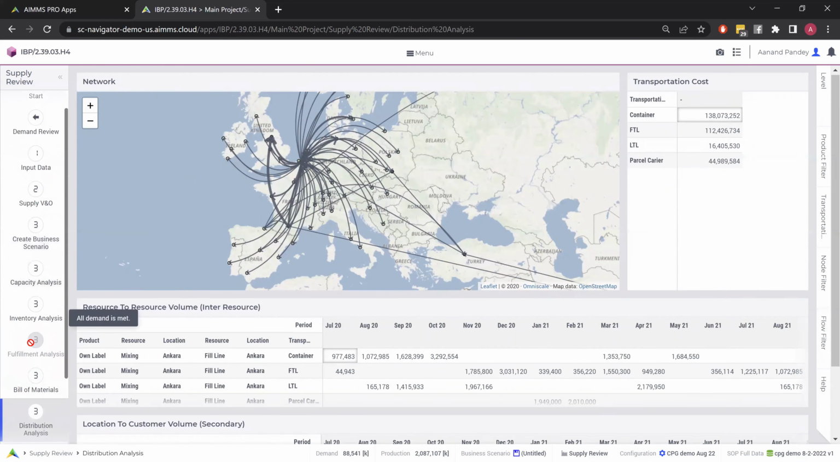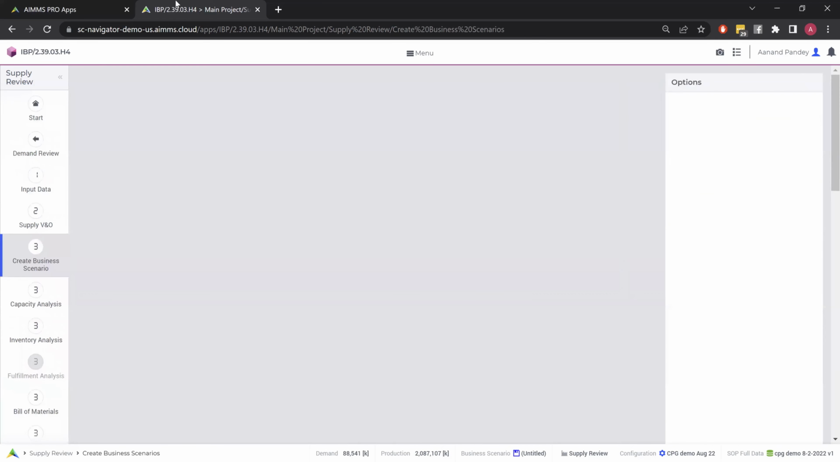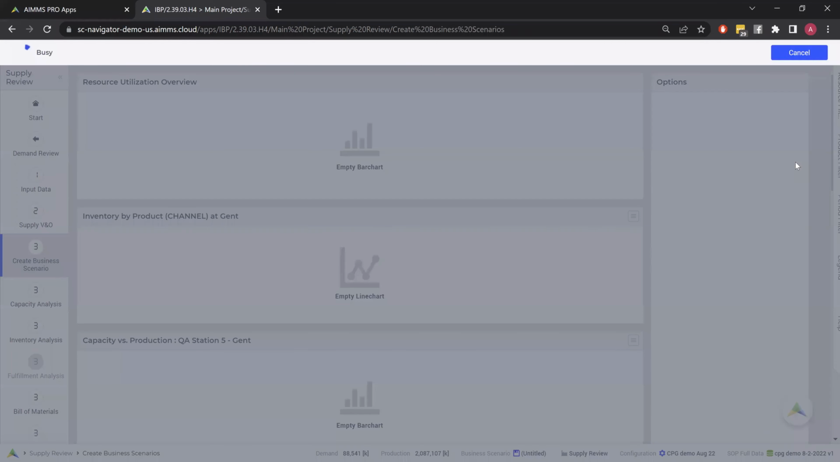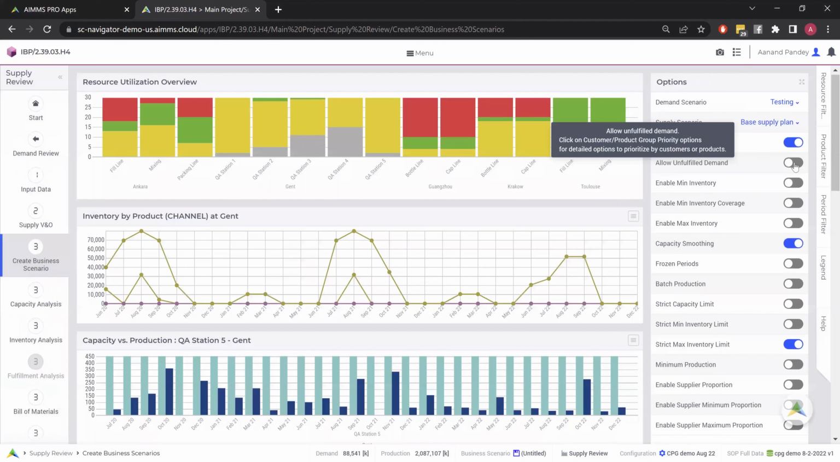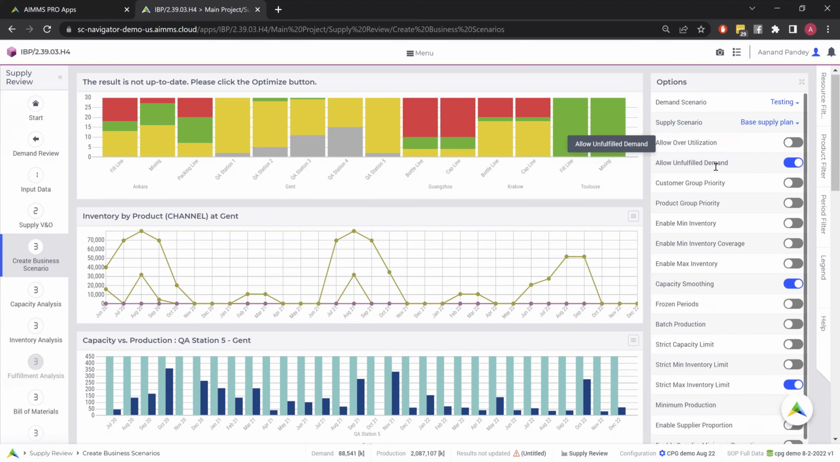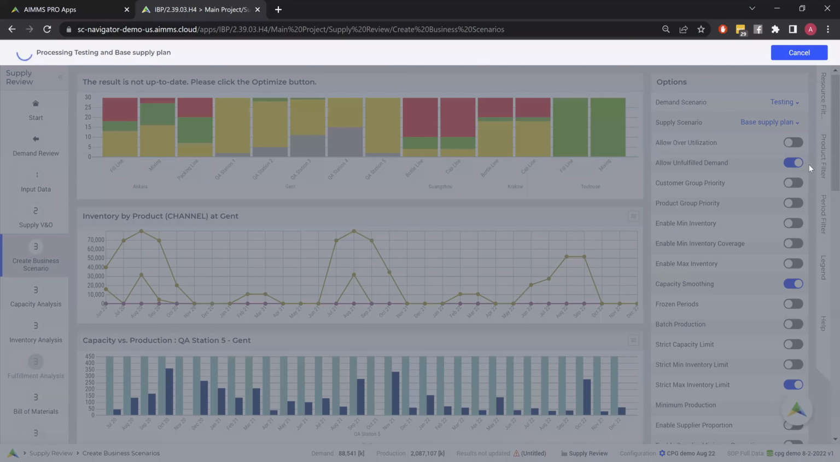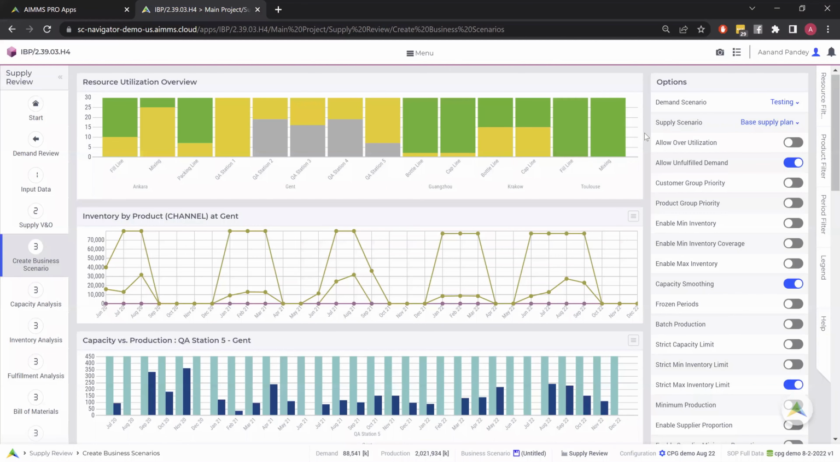Now, I'd also like to show you the fulfillment analysis, but for that, we need to run one other scenario where we no longer force the model to meet all demand. So let's say we now start operating within our capacities of warehouses, but at the same time, allow the tool to leave demand unfulfilled. So in other words, the question we are asking is, what is the best we can do if we work under the limitations of our business?